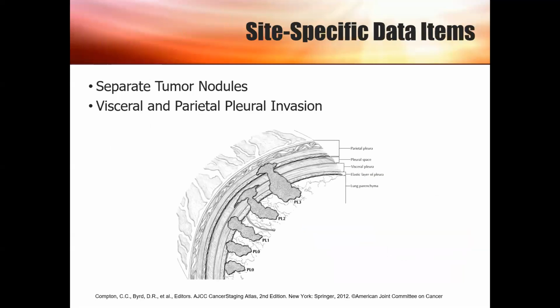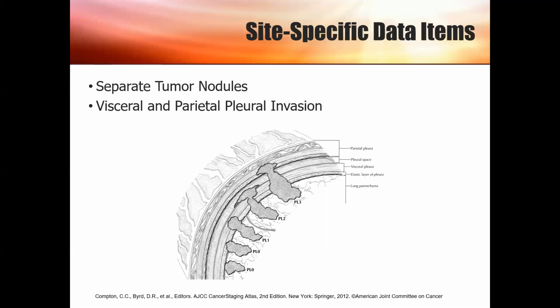There are only 2 site-specific data items collected by the cancer registrar for lung cancer. The first is separate tumor nodules in the ipsilateral lung, or the same lung as the primary tumor is located. So if the main tumor is in the right upper lobe, are there other separate tumor nodules in that same lobe or in a different lobe of the lung? We need to collect how many nodules there are in that same lung as the primary tumor is in.